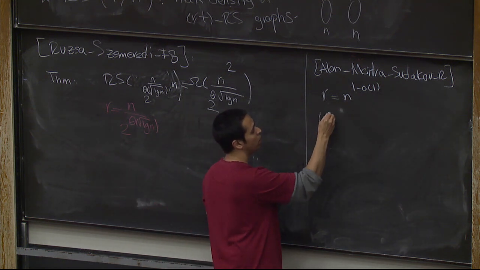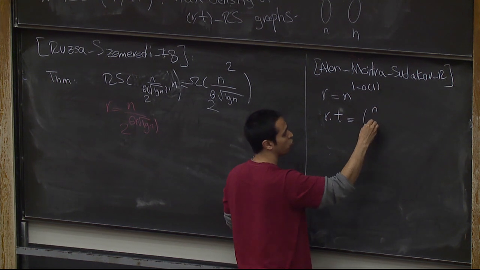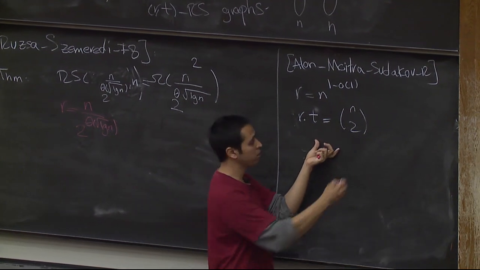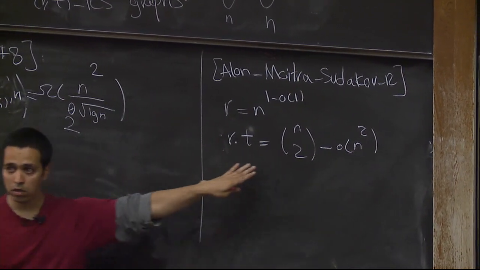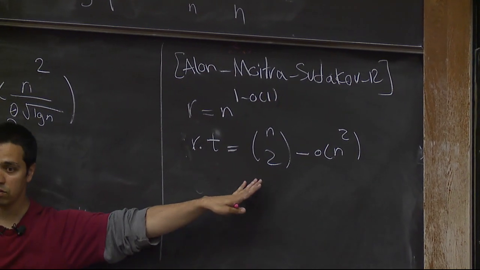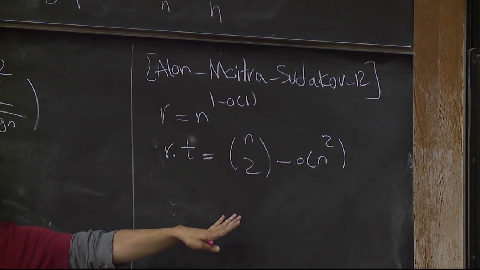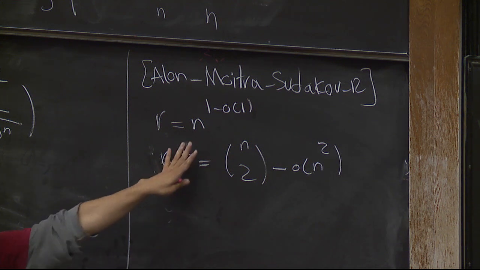But R times T is equal to n choose 2. These are non-bipartite. For bipartite, this doesn't make sense. Minus o(n squared). Extremely dense graph. This is just a clique, basically, and you're removing some tiny edges from it, and it's still an RS graph. Okay, good. So, for a second, ignore this thing.